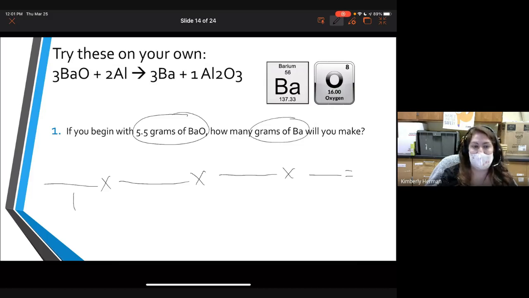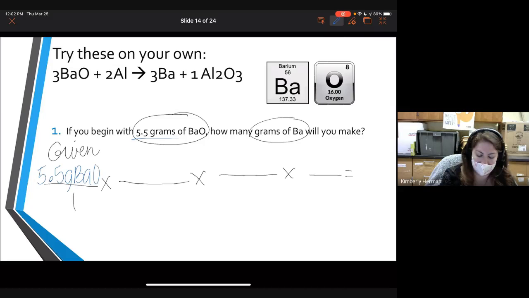Okay, we're going to put our 1 there, and we're going to start with our given first. So we're going to find our given from our balanced chemical equation, aka 5.5 g of BaO. So we're going to have BaO here. That means we're going from this A of BaO to our B, which is our Ba. So we don't need to look at our second reactant or second product with this problem.